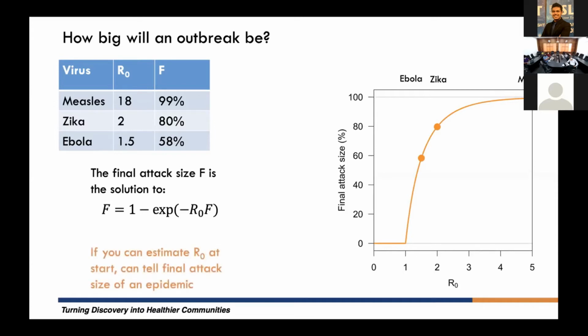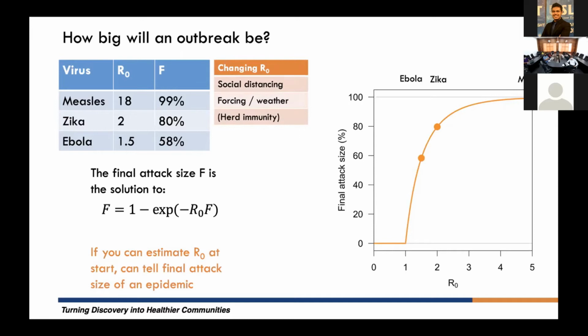Now, the important thing with this is that if you can estimate the reproduction number all the way at the beginning of the epidemic, then you can tell already how big it's going to be at the end. So for example, Zika with a reproduction number of 2, which is the same as SARS coronavirus, would infect 80% of a population if it's left unchecked. Right? And so it also tells us how much effort we have to put into control if we're going to stop that outbreak from happening.